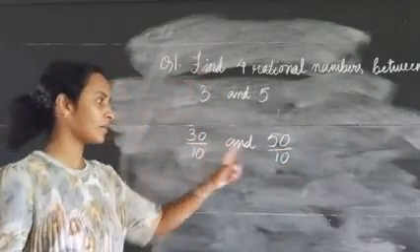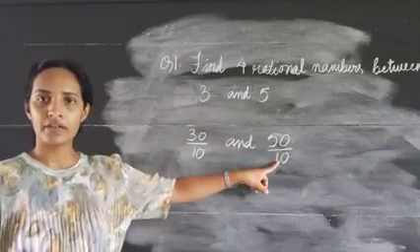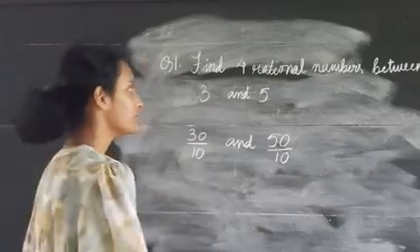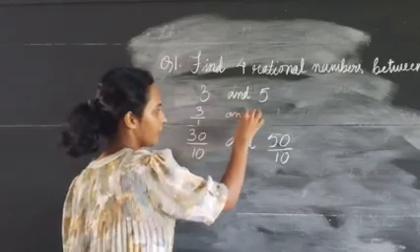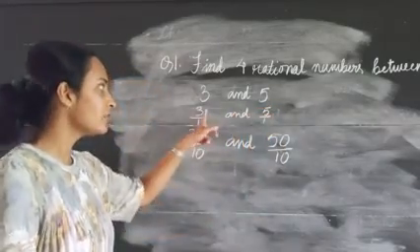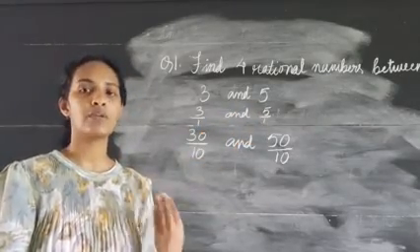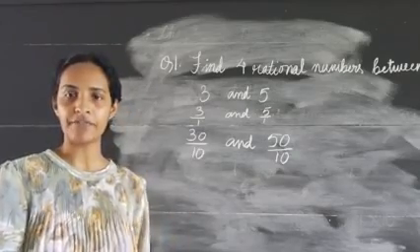Now, looking at these two numbers, can you see that the denominators are still the same? Right? Yes. So, what were the numbers that we got before? Before we had 3 by 1 and 5 by 1. Now, look at here. 3 and 5. How many usual numbers, without any decimal point, can you find between 3 and 5?